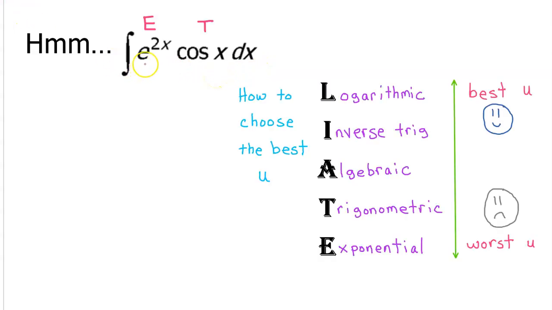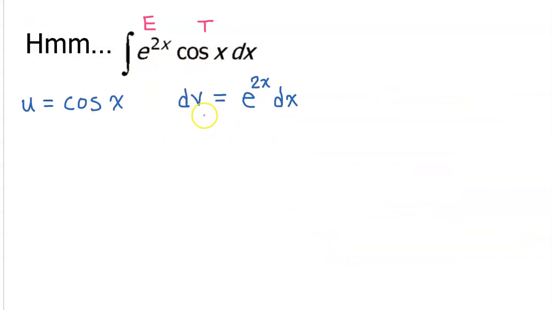Be emotionally prepared because this one is going to be next level. We notice that we have an exponential factor and a trigonometric factor, both of which are bad choices for u, but trigonometric is a little bit better than exponential, so let's let u equal cosine x. That means dv is e to the 2x dx. Taking the derivative of both sides gives us du is equal to negative sine x dx.